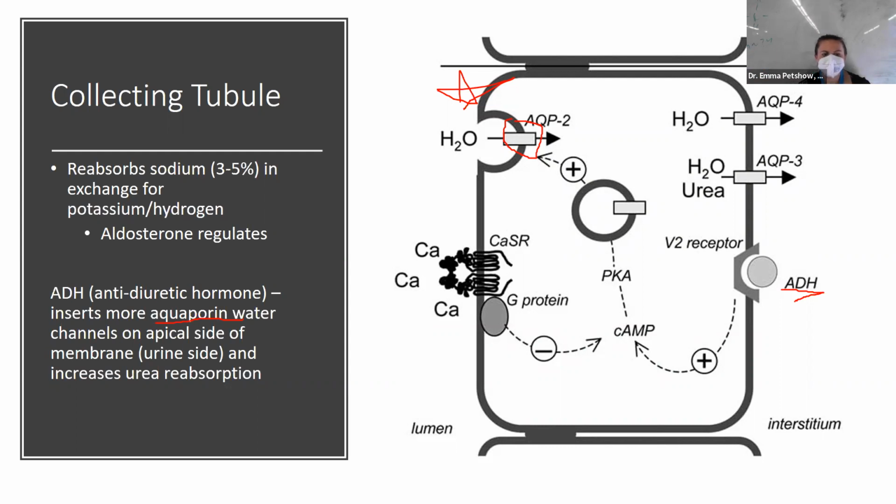So the big thing for the collecting tubule is that it's only sodium in exchange for potassium and hydrogen. Sodium is getting reabsorbed, and we're kicking out potassium and hydrogen in exchange, which is why if aldosterone is increasing sodium absorption, we're going to have lower potassium. That's why when we had high aldosterone, we had hypokalemia and high blood pressure. Yes.